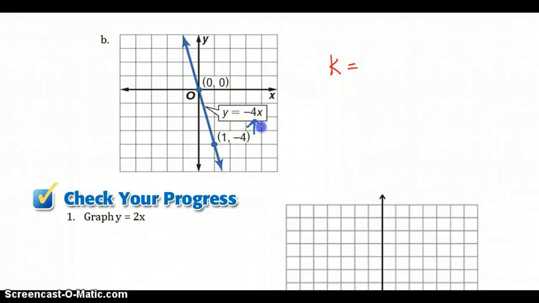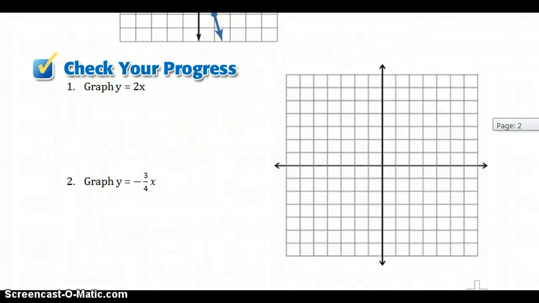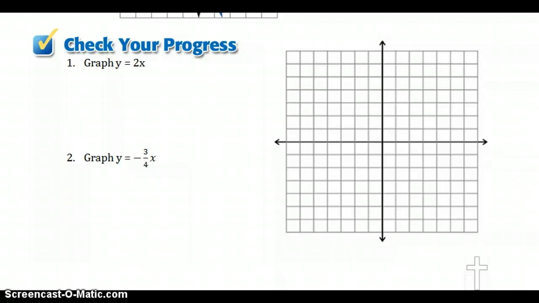All right, so what is k here? K is negative 4. What is my slope here? My slope is negative 4. So constant rate of change, constant variation, and slope mean the same thing. So if I graph, you can graph both of these on the same line. Both should pass through 0, 0 because there is no number for our y-intercept.